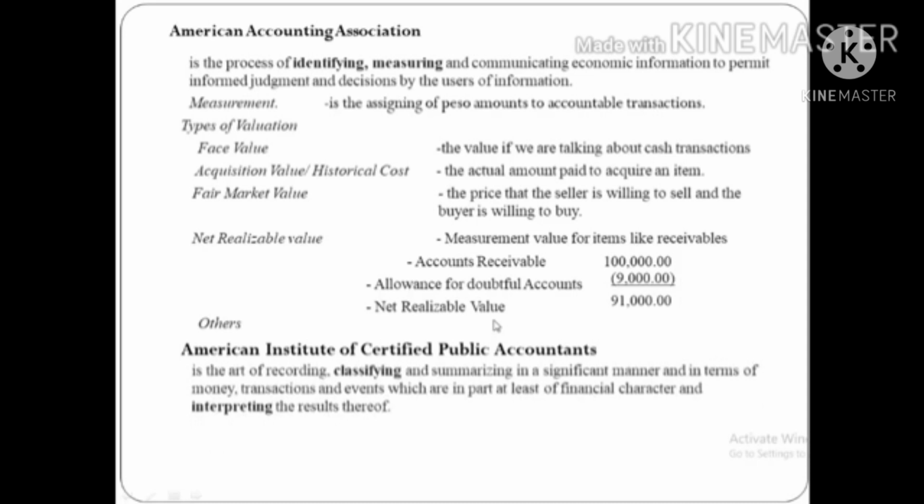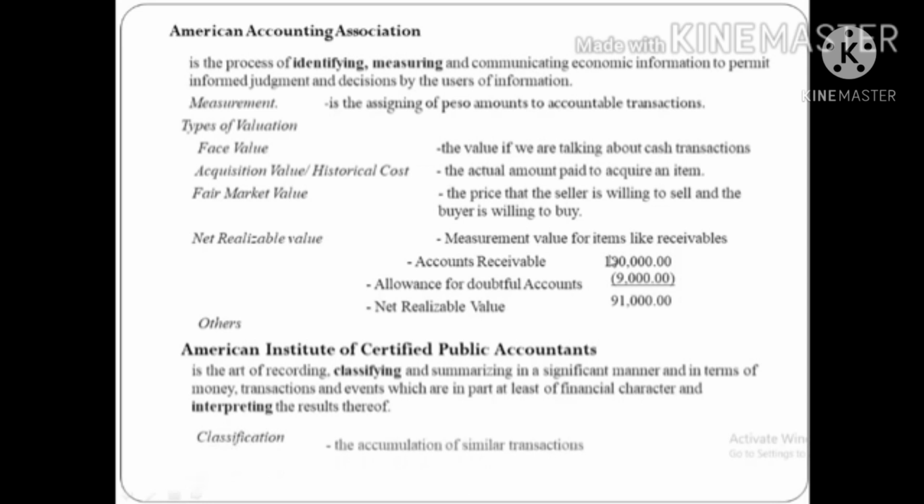So, let's go now to the next definition, which is from the American Institute of Certified Public Accountants. It states that accounting is the art of recording, classifying, and summarizing in a significant manner and in terms of money transactions and events which are at least part of a financial character and interpreting the results thereof. Actually, the most important terms in this definition are the words recording, classifying, summarizing, and interpreting because all other words are similar with other definitions. Recording, summarizing, and interpreting were also mentioned a while ago, so we are going to focus only on the word classification.